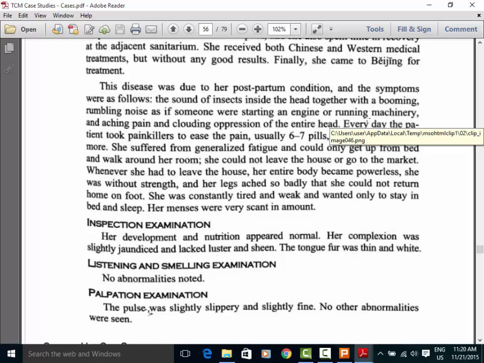So both are Qi and blood deficiency, so how does that change our treatment? Our treatment now should focus a little bit more on spleen and moving some of the dampness, probably utilizing Sanjiao points a little bit, and maybe spleen 9 in this case.